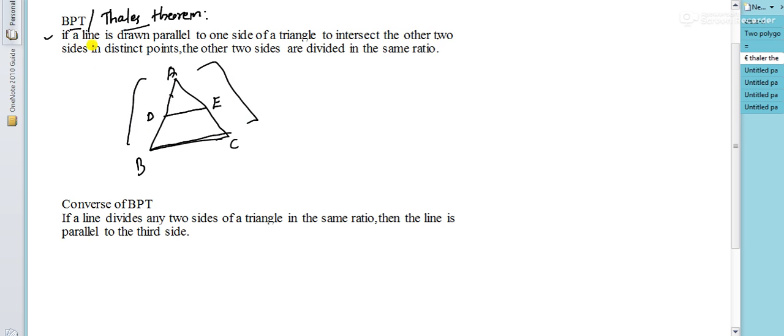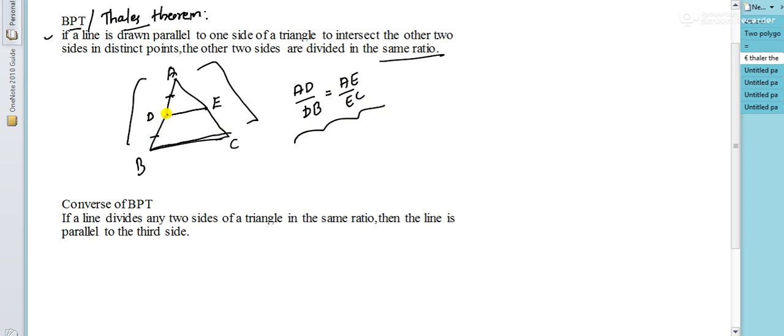Let me read it again. If a line is drawn parallel to one side of a triangle to intersect the other two sides in two distinct points, so these are the two distinct points where it is intersecting, the other two sides are divided in the same ratio. Now these two sides, AB and AC, are divided in the same ratio. So AD by DB is equal to AE by EC.